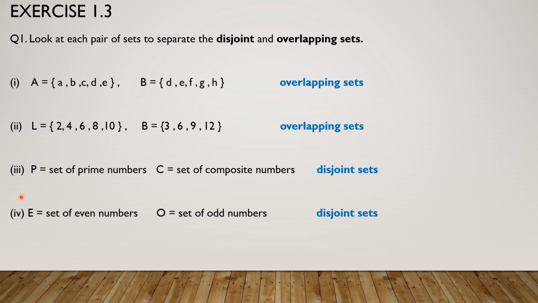Part number 3, set of prime numbers, set of composite numbers. Is there anything common between prime and composite? Nothing. Of course, nothing is common between them. So these are disjoint sets. Part number 4, set of even numbers, set of odd numbers. Is there anything common between even and odd? No. Set of even numbers 2, 4, 6, 8, while set of odd numbers 1, 3, 5, 7, 9. So nothing is common between them. Hence they are disjoint sets.